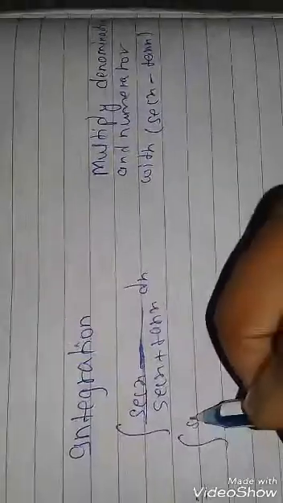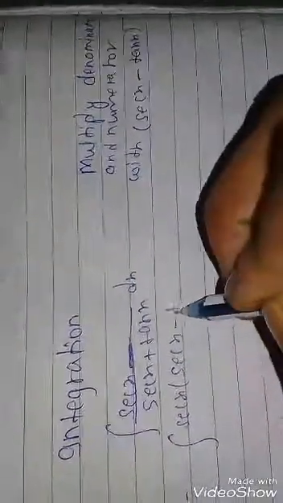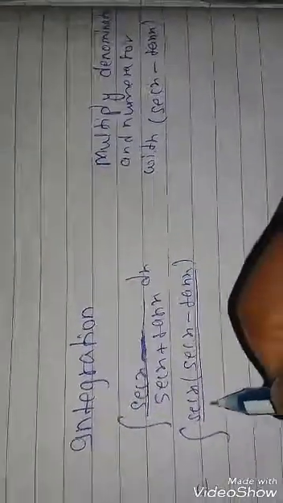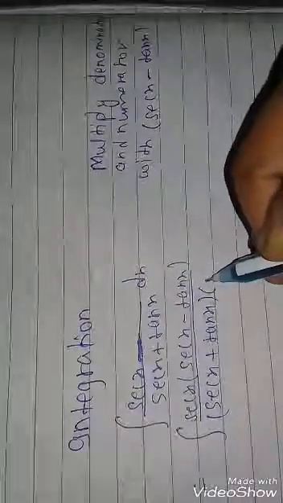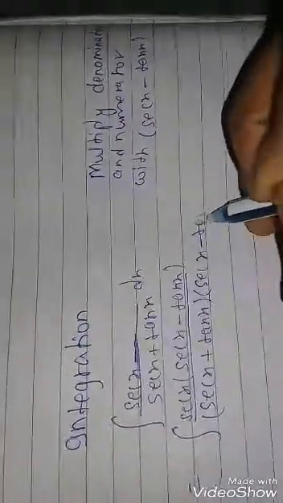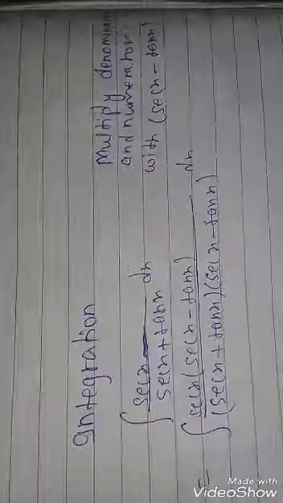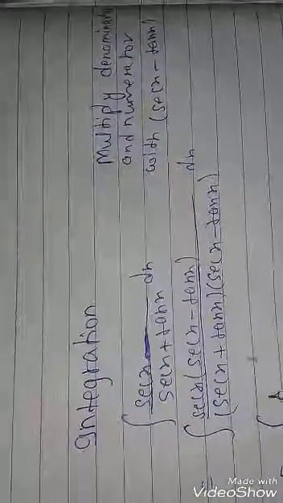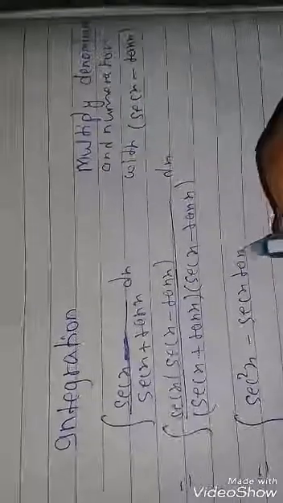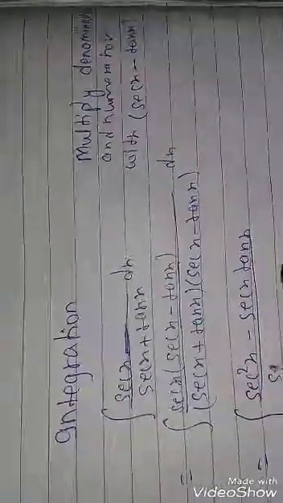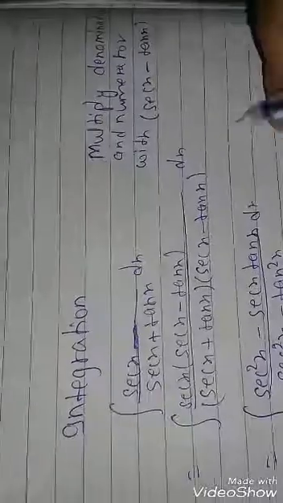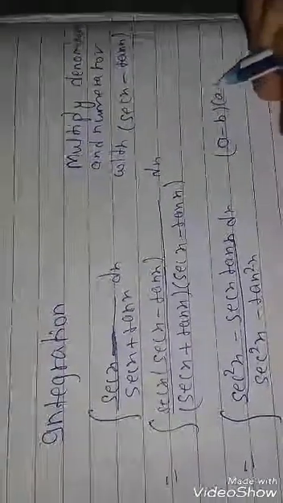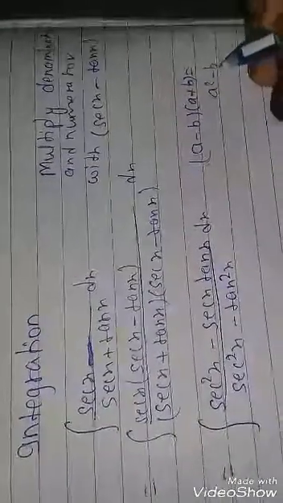Now let's multiply. Secx minus tanx upon secx plus tanx, then multiply secx minus tanx, dx. Again, simply we multiply on both, that is sec square x minus secx tanx upon this becomes sec square x minus tan square x, like the formula a plus b and a minus b becomes a square minus b square.